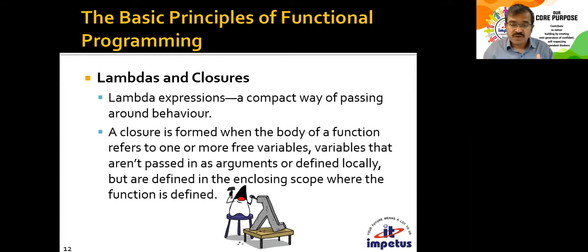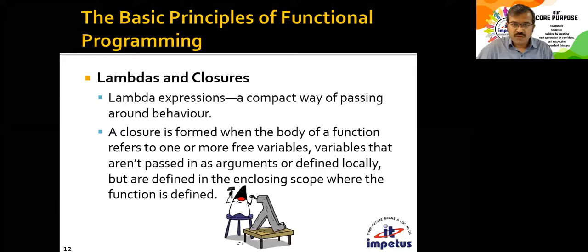A closure is formed when the body of a function refers to one or more free variables, variables that aren't passed to it as an argument or defined locally, but are defined in the enclosing scope where the function is defined. Now, those who were with me yesterday, this is precisely what we had seen. A closure. We discussed the same feature in Java yesterday, and in Python yesterday. And the same thing is available here as well.